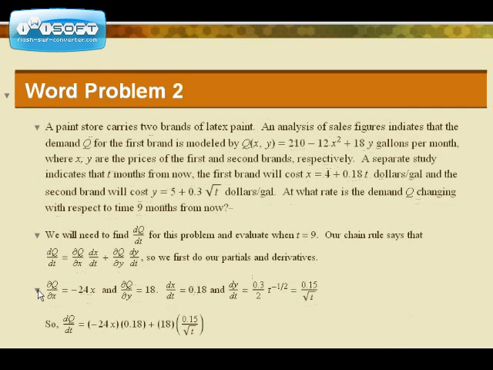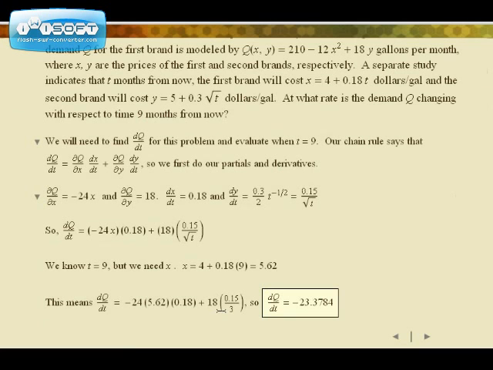Now we'll go ahead and plug those into our chain rule. So dQ/dt is then going to be this partial of Q with respect to x, negative 24x, times the 0.18, dx/dt, plus the 18, partial of Q with respect to y, times the 0.15 over root t. That was the dy/dt. And now we just need to plug in some numbers. So for this particular problem, we were looking at where t is 9.